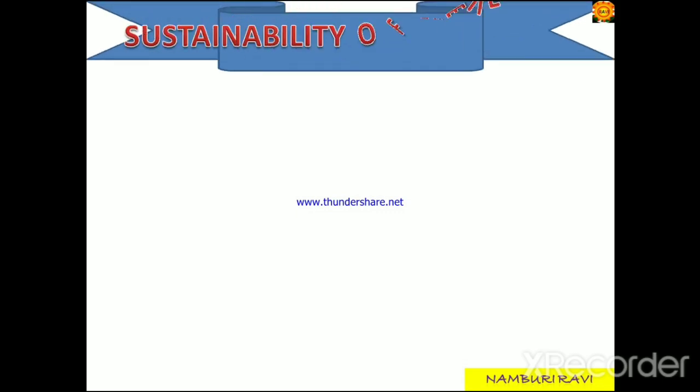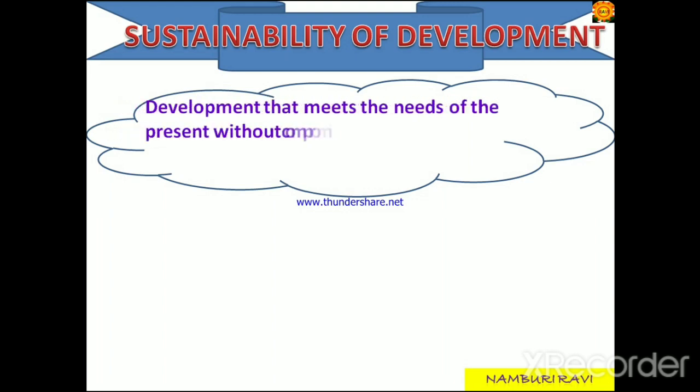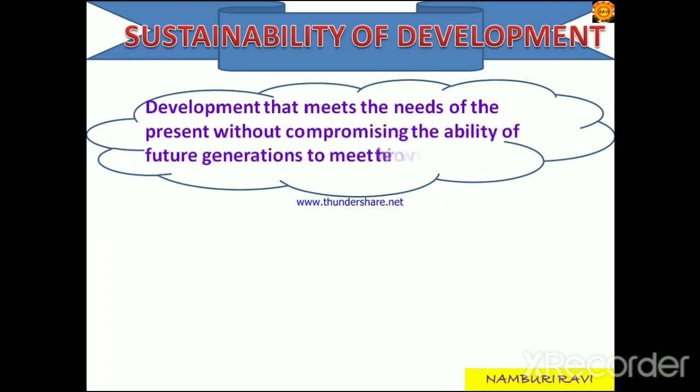Now the last topic which we are going to learn from this lesson is sustainability of development. We have learned in geography, under the resources chapter, about sustainable development. Sustainable development is nothing but development which does not damage the environment. Development that meets the needs of the present without compromising the ability of future generations to meet their own needs is also called sustainable development.